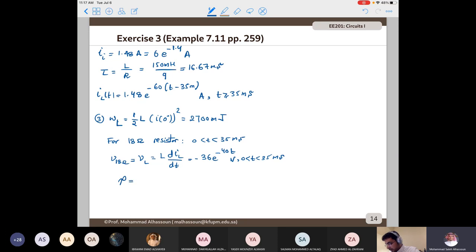Okay, so the power is going to be V squared divided by R. So this is 72 minus 80t. If I want to find the energy, I need to integrate from 0 to 35 milliseconds of 72 minus 80t dt, and this is going to give me 854.27 millijoules.